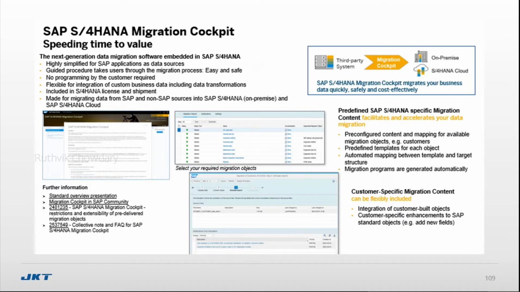There are different types of migration approaches in the Migration Cockpit. One is Excel files, staging, and direct transfer, so options like that are there. We'll see one by one what the process is and how it can be used.